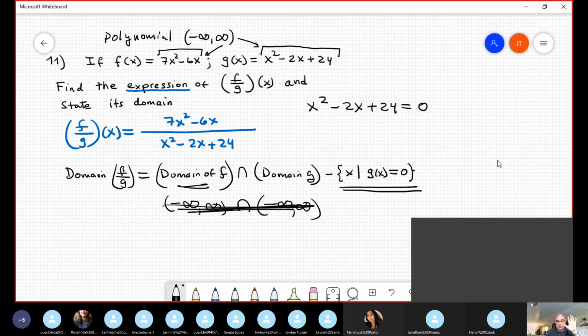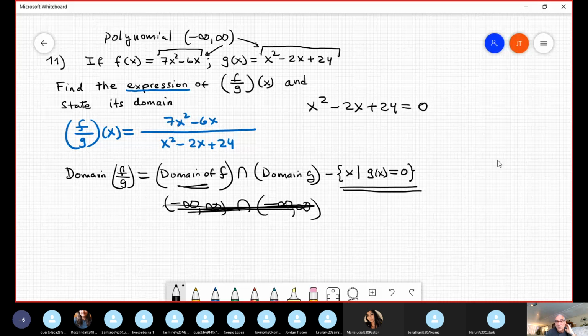Okay, the thing was, in this specific example, the top function and the bottom function are polynomial. Therefore, the domain is all real numbers, no? So I need to investigate if any value of x creates or obtains 0 in the denominator. So I take this expression and enforce it to be equal to 0. I copy it here. We have a quadratic equation. You solve this quadratic equation.